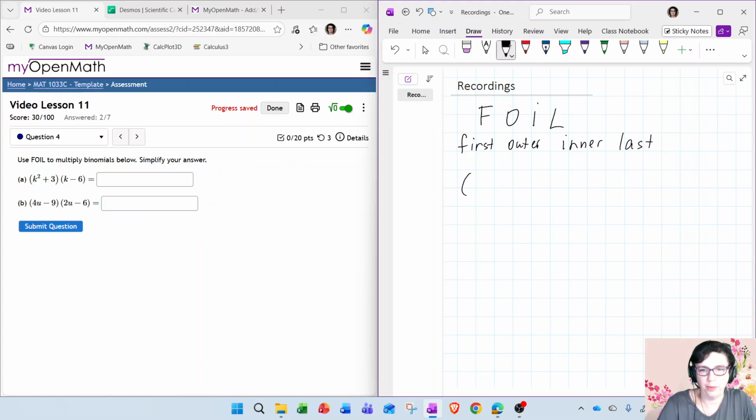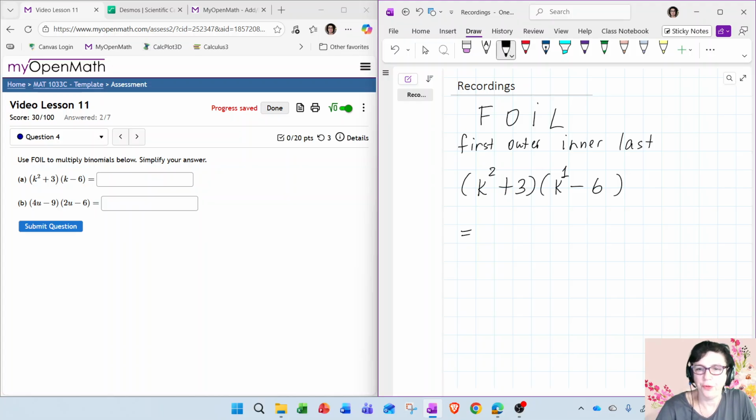In the first example, we have k squared plus 3 multiplied by k minus 6. For convenience, we'll take the k that we see here and write it as k to the power 1. Because remember, anything you can write as the same thing to the power 1, meaning that you're just multiplying it one time or just taking it once.